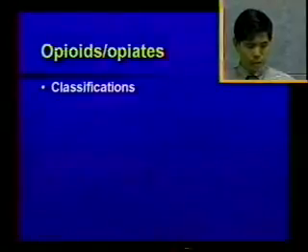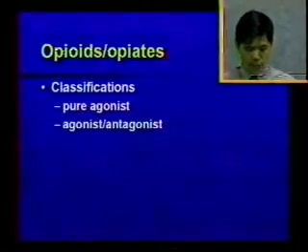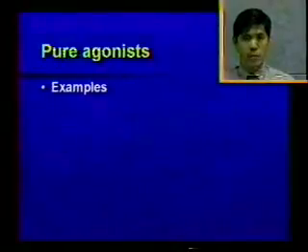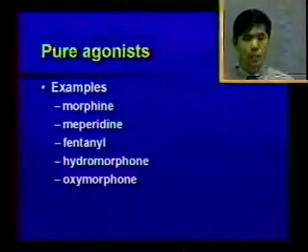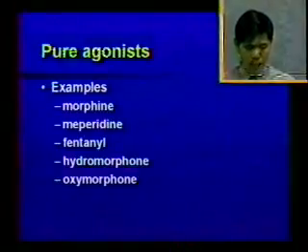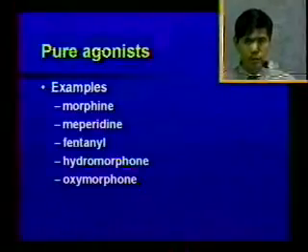Opioids are classified into pure agonists and agonists-antagonists. Some examples of the pure agonists, these are the drugs that we use in the clinic: morphine, meperidine, fentanyl, hydromorphone, oxymorphone. These are all pure agonists. They stimulate the mu and the kappa, and they produce analgesia.